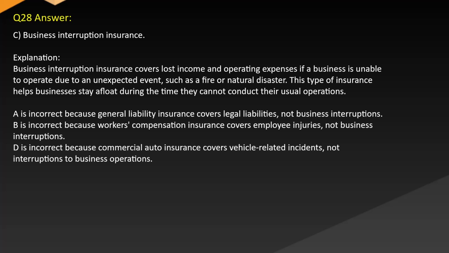Explanation: Business interruption insurance covers lost income and operating expenses if a business is unable to operate due to an unexpected event, such as a fire or natural disaster. This type of insurance helps businesses stay afloat during the time they cannot conduct their usual operations. A is incorrect because general liability insurance covers legal liabilities, not business interruptions. B is incorrect because workers' compensation insurance covers employee injuries, not business interruptions. D is incorrect because commercial auto insurance covers vehicle-related incidents, not interruptions to business operations.